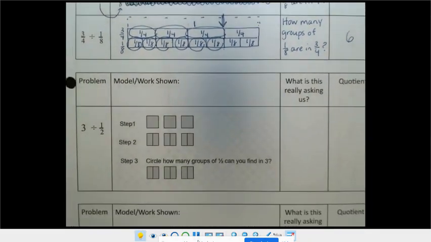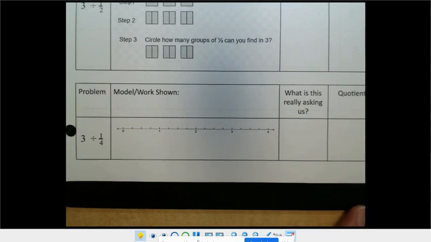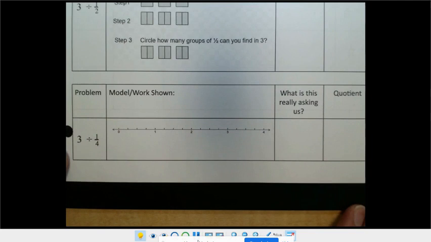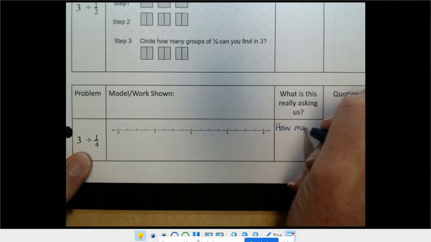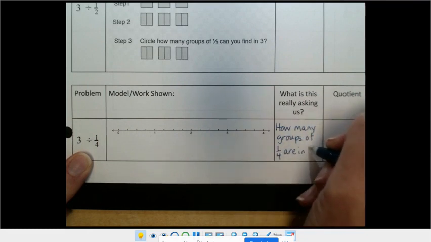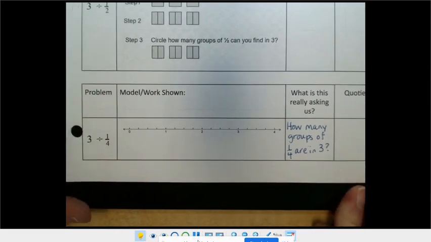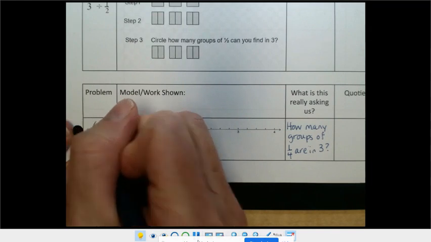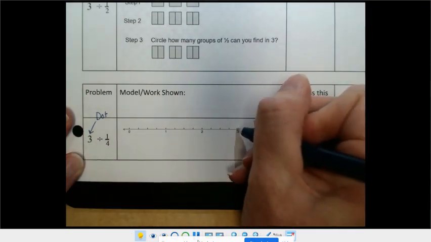Now I want to show you with a number line how it works. So I'm going to skip down. Number line is somewhat the same. So first, what is this really asking us? It's asking us how many groups of 1/4 are in 3. So when I look at my problem, when I have to use a number line, the first number is always where I'm going to put my dot. It's my ending point. So I'm going to put my dot on the 3.